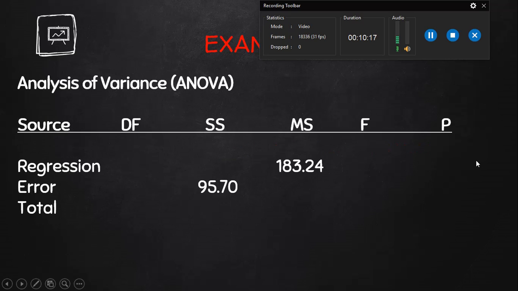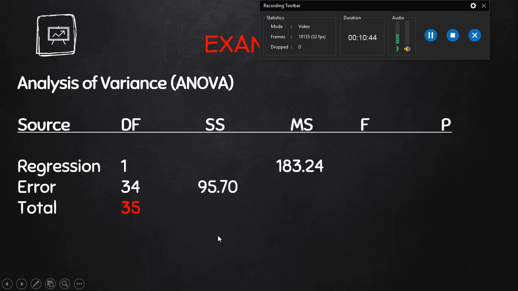Now, we want to look at the sources of variation from that regression line. So the regression represents the model. Remember, one explanatory variable is 1 degree of freedom. For degrees of freedom of error, we had a sample size of 36. We're going to subtract 2, so it's 34. And obviously the total is 35.